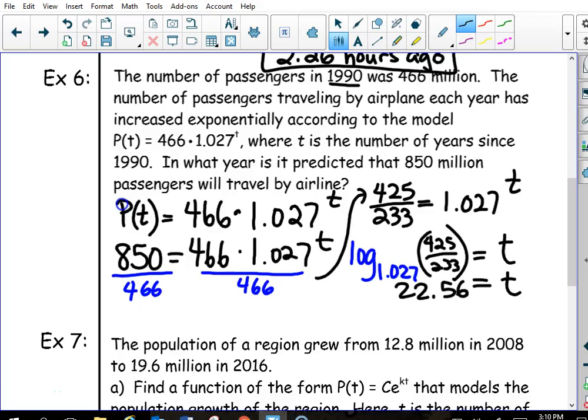Now, they asked for what year, so it's sometime in the middle of the 22nd year past 1990, and so in order to put it into the quiz, I need to take 1990, add it to 22, and I get 2012. So in the middle of that year, that's when the number of passengers traveling is going to get to 850.